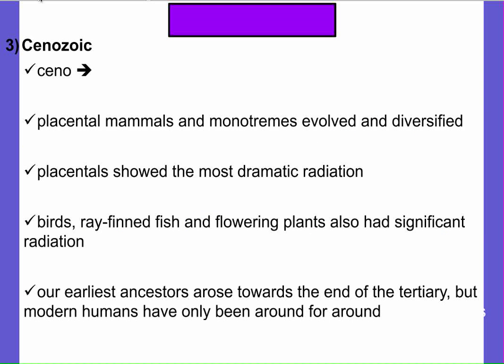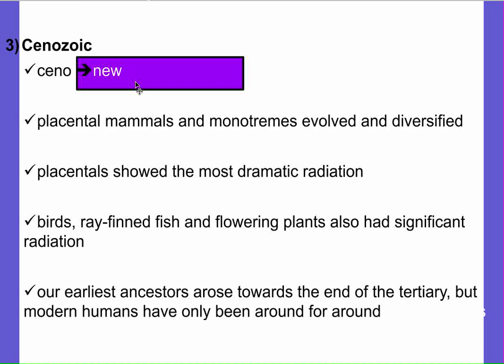Okay, so after the Mesozoic, we have the Cenozoic. Ceno means new. So this is the most current, this is the newest, this is now, right? We are currently in the Cenozoic as we speak. During this time, some of the major things to evolve and diversify were mammals, placental mammals, and also monotremes. So that's a little bit different.